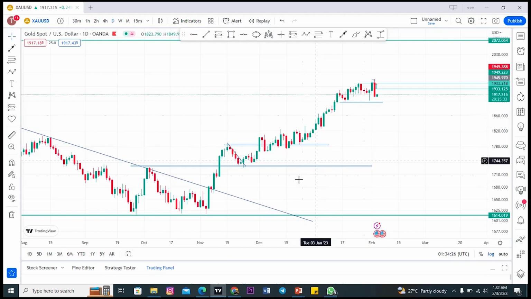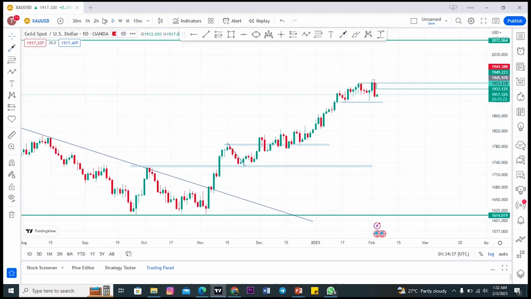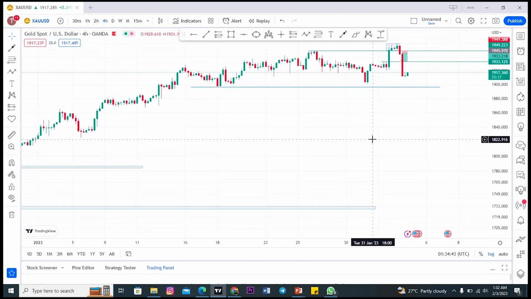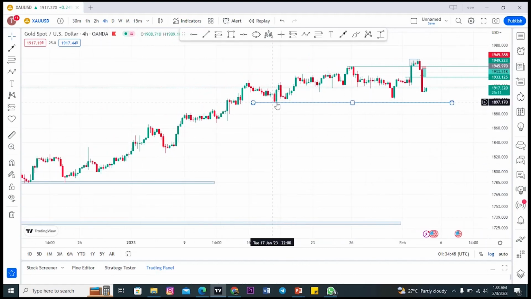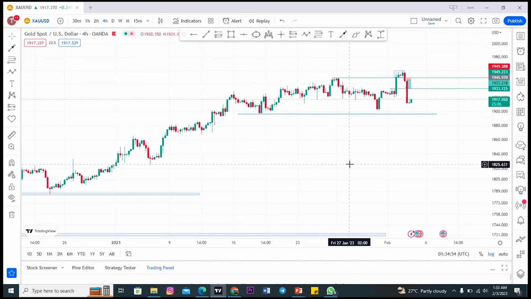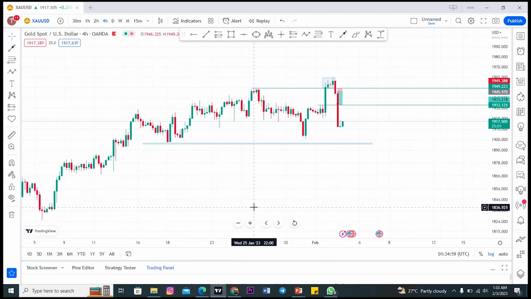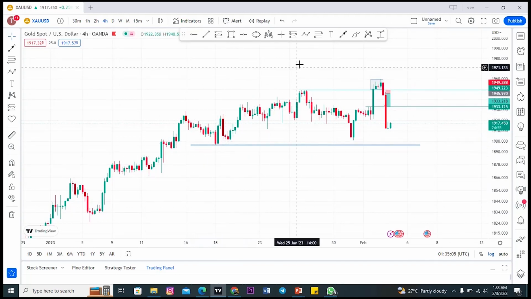Now on the daily time frame, price has been moving bullish to the upside, as you can see. Now let's move on to the 4-hour time frame. On the 4-hour time frame, I was able to spot that price has been gaining support at this level before an impulsive move to the upside.